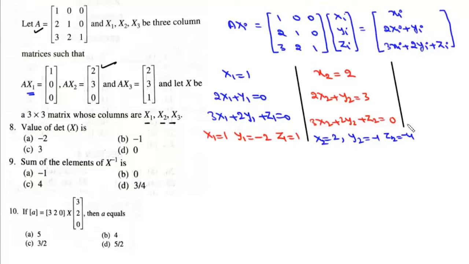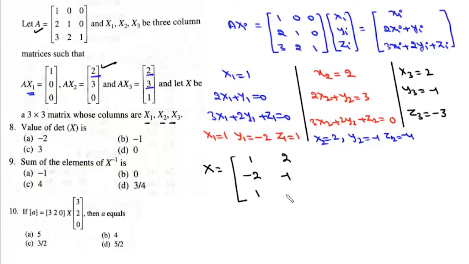And if we solve this third one, now here first two equations, they'll be same. So we'll get same values of X3 and Y3. So here X3 will be 2, Y3 will be minus 1. Now this third equation, it won't be 0, it will be equal to 1. So we'll get minus 4 plus 1. So value of Z3 will now be minus 3. So this matrix X will be 1, minus 2, 1, 2, minus 1, minus 4, and 2, minus 1 and minus 3.